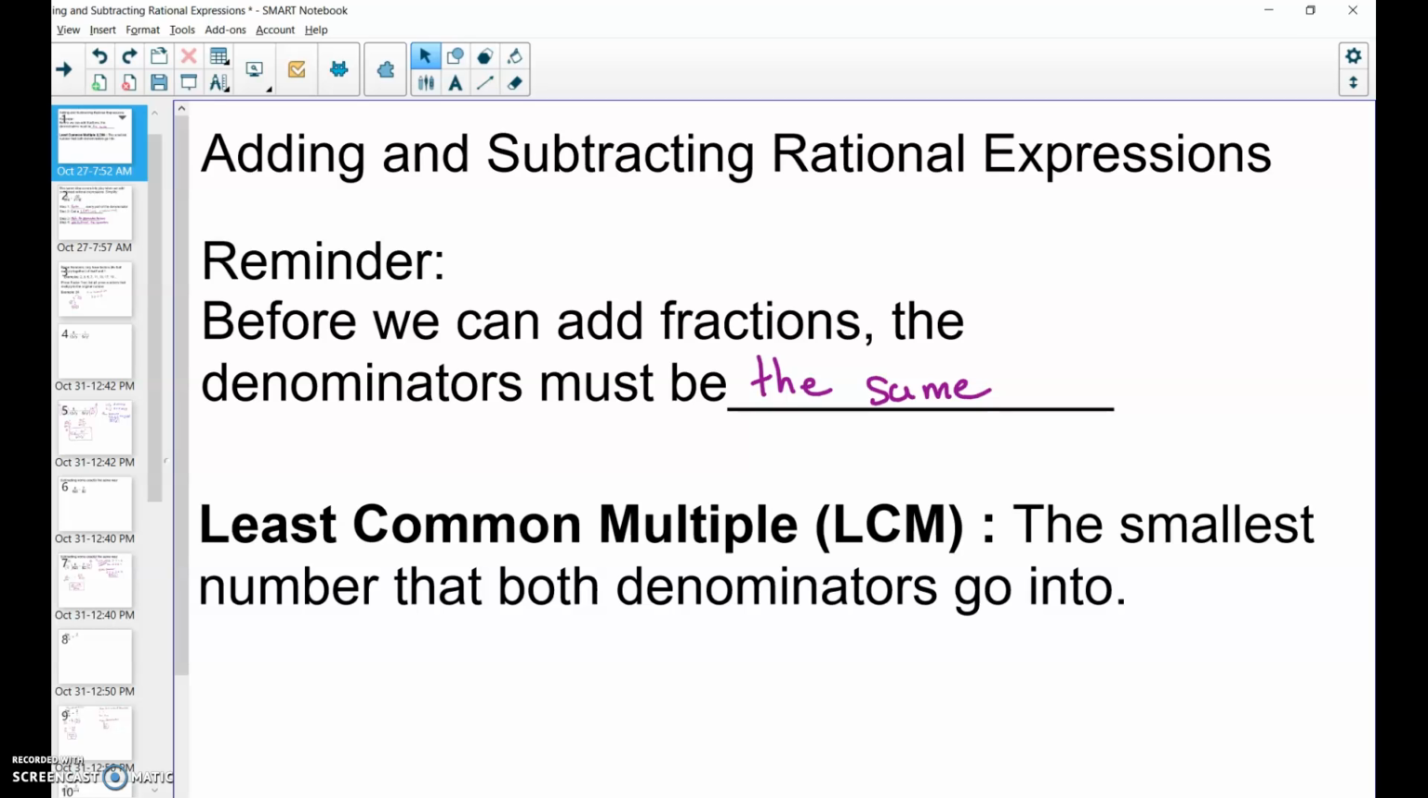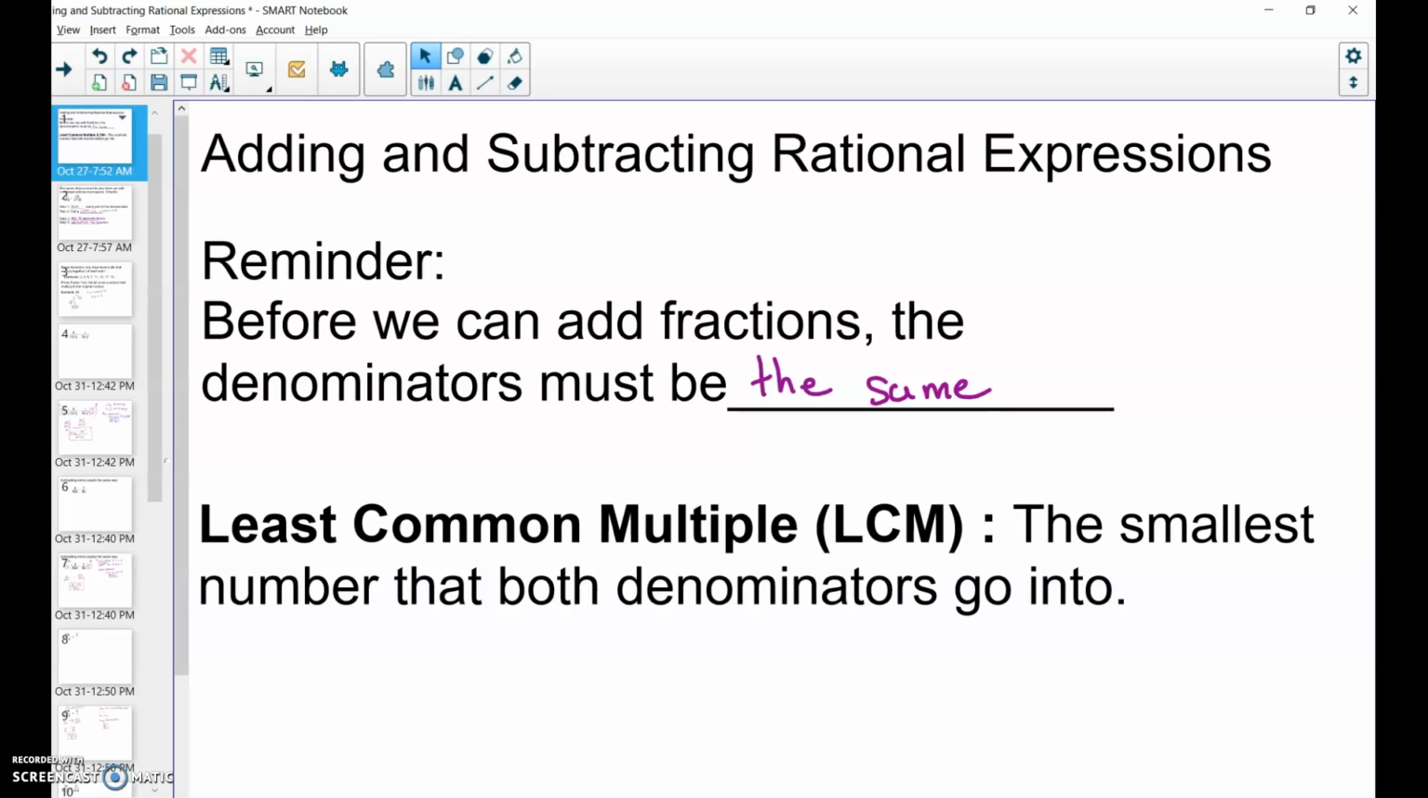Okay, so this is a new lesson for this week, the second lesson for week 2. We are now looking at adding and subtracting rational expressions. So we already dealt with multiplying and then dividing. Now we're looking at adding and subtracting.